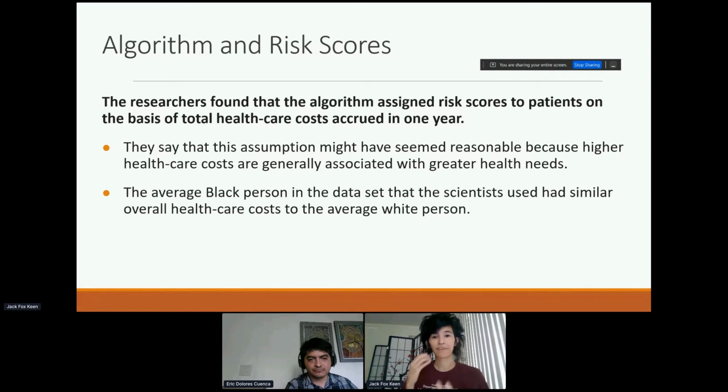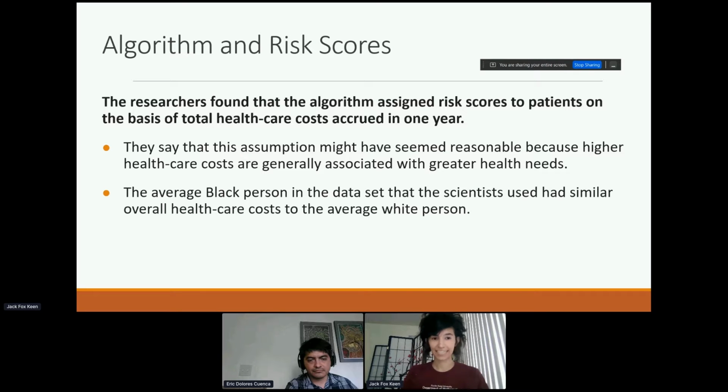And then what the researchers found was that the algorithm assigned risk scores to patients on the basis of total healthcare costs accrued in 1 year. And so the issue here is that this was the variable that they thought was going to be one of the most important: how much the healthcare cost was in the year before. And this assumption seemed reasonable because it seemed like higher healthcare cost would be associated with greater healthcare needs.